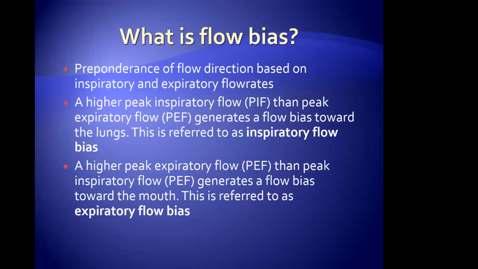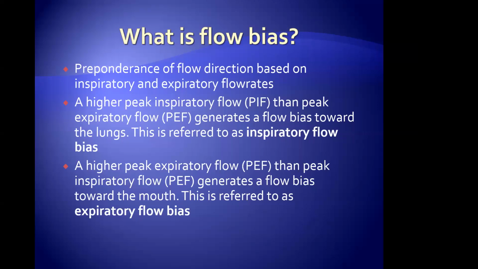So flow bias, and this is the whole point of our program this morning, is flow bias. The preponderance of flow direction is based on expiratory flow rates. Patient breathes in, patient breathes out. A higher peak inspiratory flow than expiratory flow generates flow bias toward the lungs. This is referred to as inspiratory flow bias. And the opposite: a higher expiratory peak flow than inspiratory flow generates flow bias toward the mouth, referred to as expiratory flow bias.